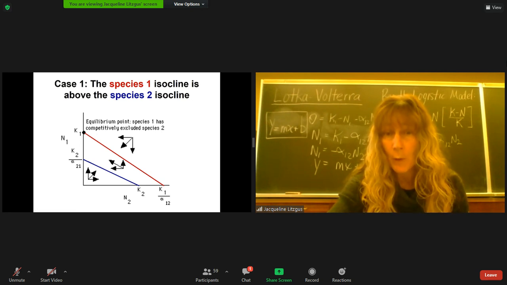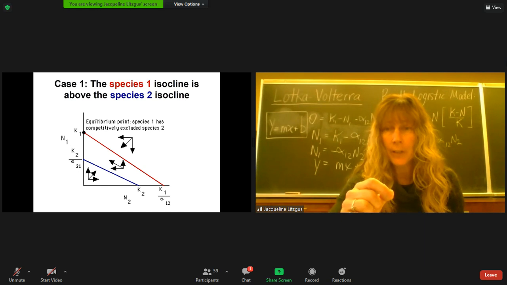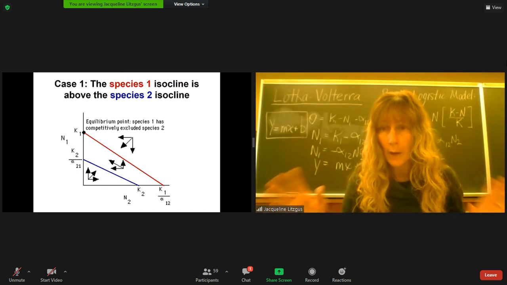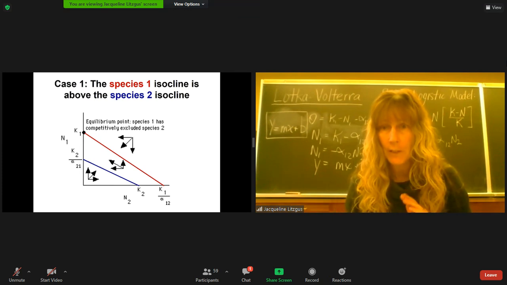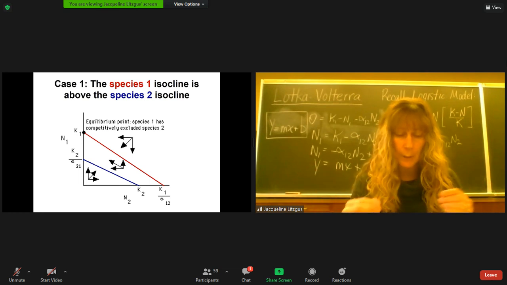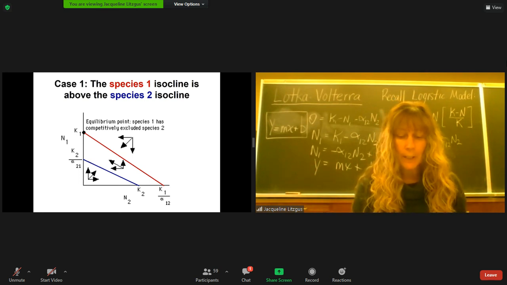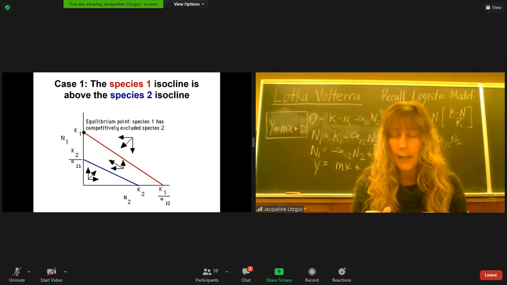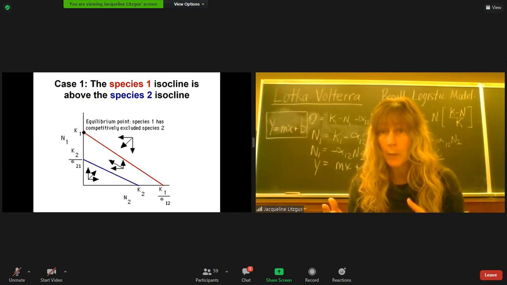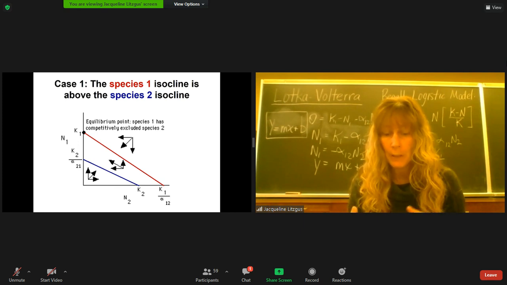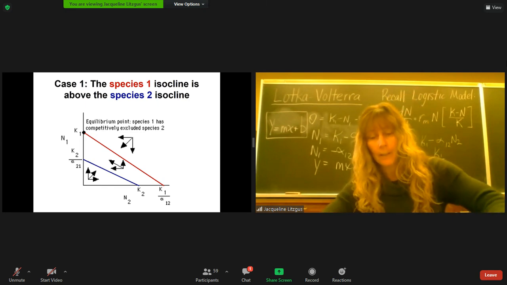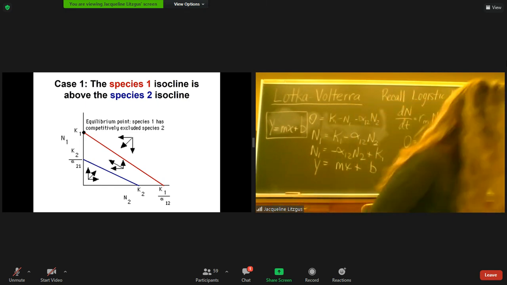So species one has competitively excluded species two. Competition resulted in the exclusion of species two. Species one has won the competition. There are no individuals of species two left. I hope that makes sense. That's that common trajectory. We can understand why this is happening based on the relative contributions of inter and intraspecific competition for each of the two species, and we can do that by looking at what's happening on the graph axes. So we're going to go to the board and do this again.